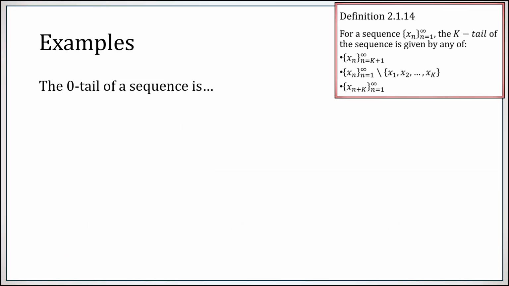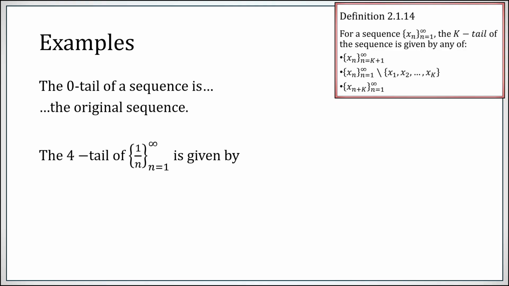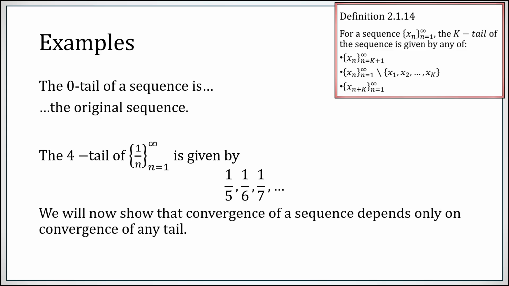So what are some examples? The zero tail of a sequence is the original sequence. You have cut out 0 terms. The 4 tail of 1 over n, the 4 tail tells me I'm removing 4 terms. So I'm going to start at 1 over 5, and then I keep going. Okay, now what we'll do is we'll show that convergence of a sequence is purely a property of whether the tails converge. The first several terms are irrelevant. It's only what's happening in the tail that matters when talking about limits.